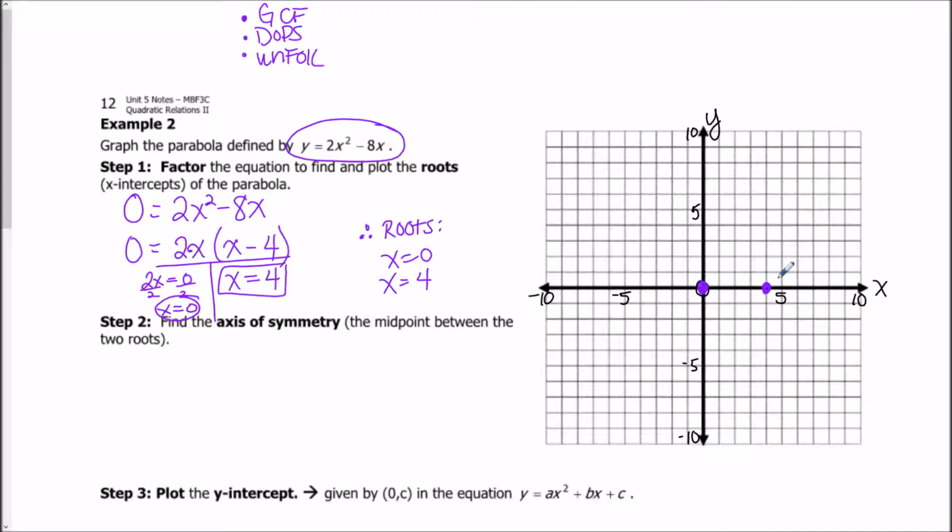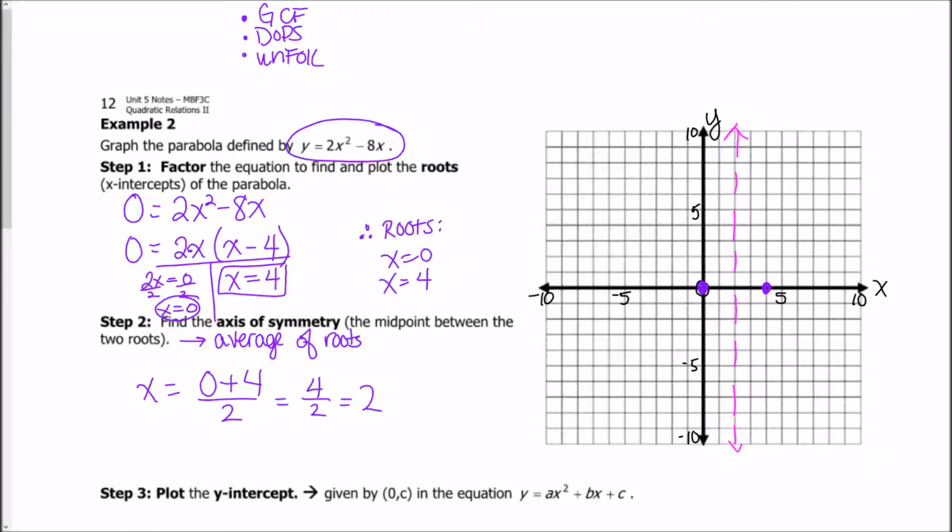To find the axis of symmetry, remember we are just finding the average of our roots. So I'm going to add 0 plus 4 and divide that by 2. So I get 4 divided by 2, which is 2. That means my axis of symmetry is going to occur right at x equals 2. So I'm going to draw in my axis of symmetry.